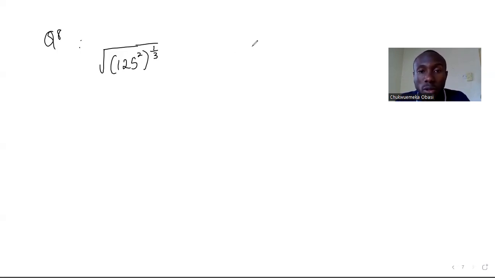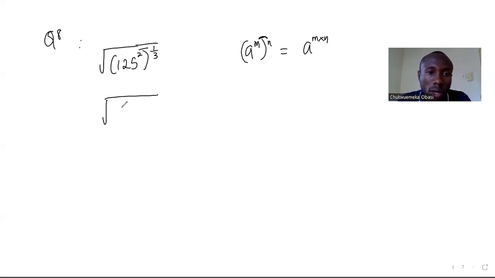You remember the product law, it says a to the m all to the n. You have to multiply these two guys. So you have a to the m times n, which is mn. So I'm going to multiply these two guys. So I have square root of 125. Then I have 2 times this guy will give me 2/3, right?